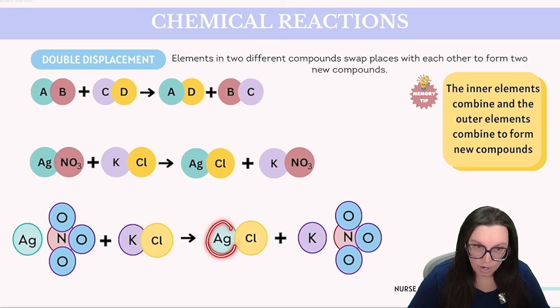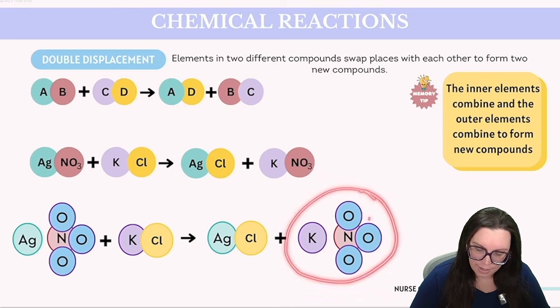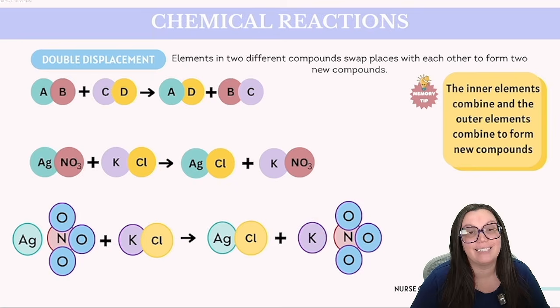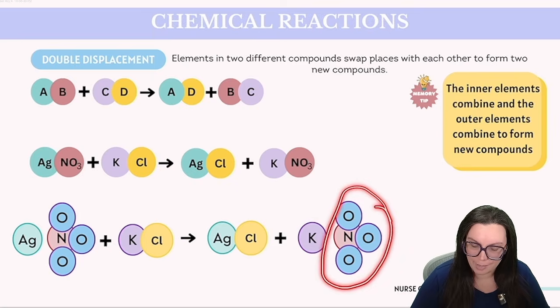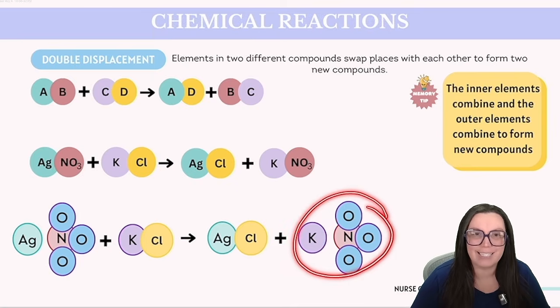When these elements mix together, they form new compounds. Here, our silver has now combined with our chloride, and it's made silver chloride. And on the other end of our product, our potassium has now combined with our nitrate, and that has made potassium nitrate.